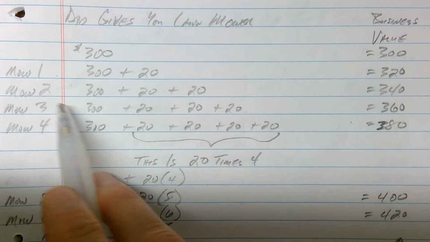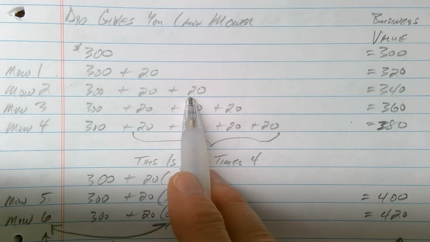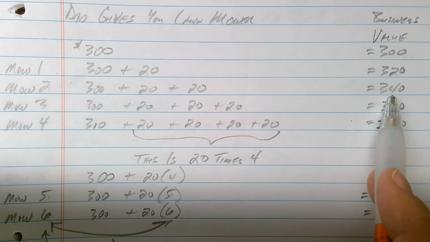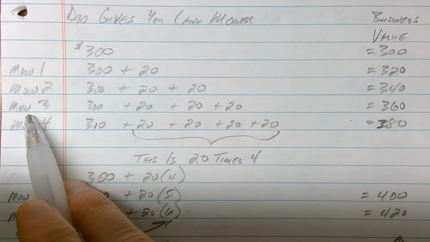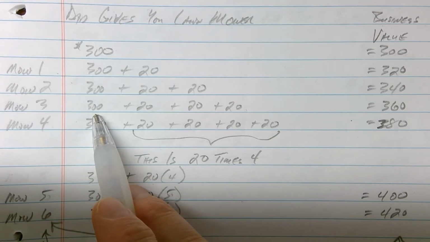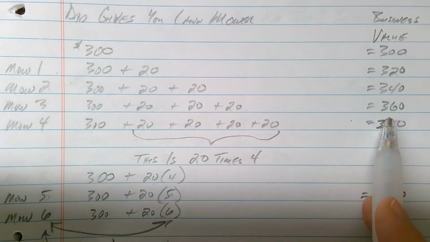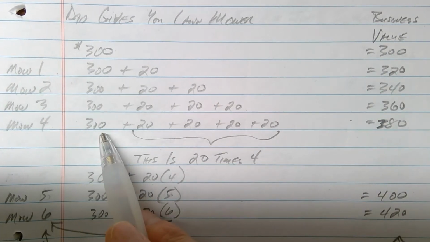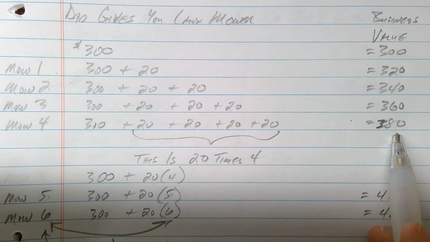How about if we mow two lawns? That's the $300 mower plus the 20 bucks for the first lawn plus the 20 bucks for the second lawn. Now your business value is worth $340. And let's do it a couple more times and we'll kind of see a pattern emerge. Let's mow three lawns. So your business value is the $300 mower plus the first lawn plus the second lawn plus the third lawn for a total of $360 business value. Mow four lawns, 300 plus four lawns is $380.